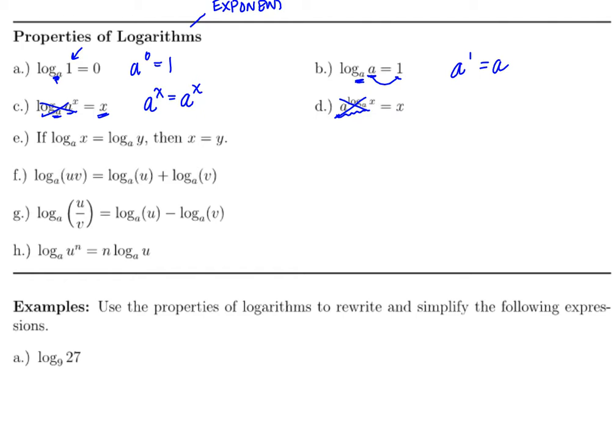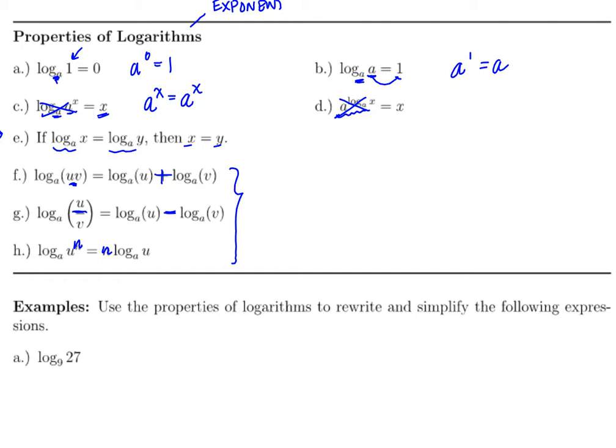Now E is what we call the one-to-one property. So if we take the log of x and the log of y, they must of course equal each other as long as they have the same base, not surprising. And then the last three are the rules of operating with logarithms. The first one is that if you have a product in an argument, that's the sum of the separate logarithms. The quotient becomes the difference. And if you have an exponent, n, that exponent can simply be a constant multiplier.